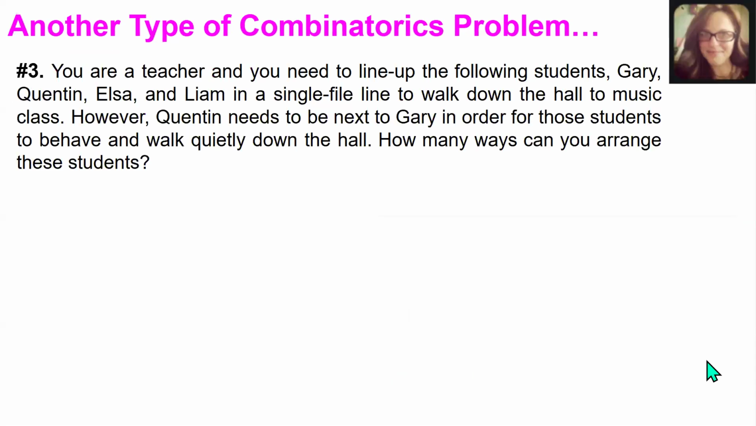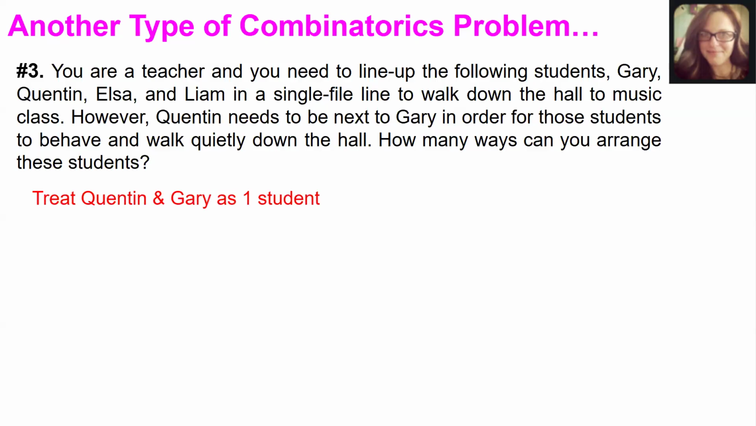Let's do another one. You are a teacher, and you need to line up the following students, Gary, Quentin, Elsa, and Liam, in a single file line to walk down the hall to music class. However, Quentin needs to be next to Gary in order for those students to behave and walk quietly down the hall. How many ways can you arrange these students?